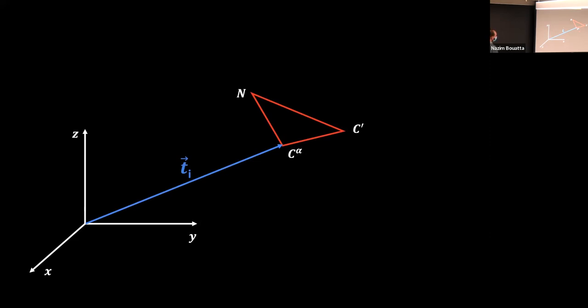The translation vector is not enough to characterize the orientation of the triangle. We need to add a local reference frame. So for each triangle, we will build a local reference frame. There are many procedures. In AlphaFold2, we use the Gram-Schmidt process. So this is very easy. We have two unit vectors that lie along the plane in which the triangle lies.